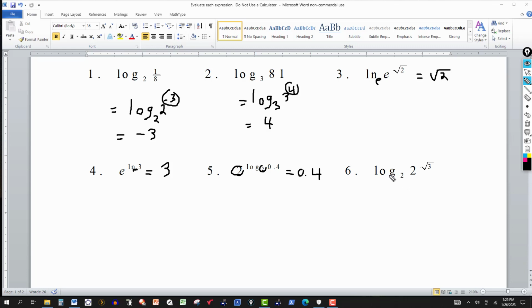Same thing over here. Got log of 2 to the square root of 3, and the base here is 2 for the log. The answer is the exponent. This is the square root of 3.